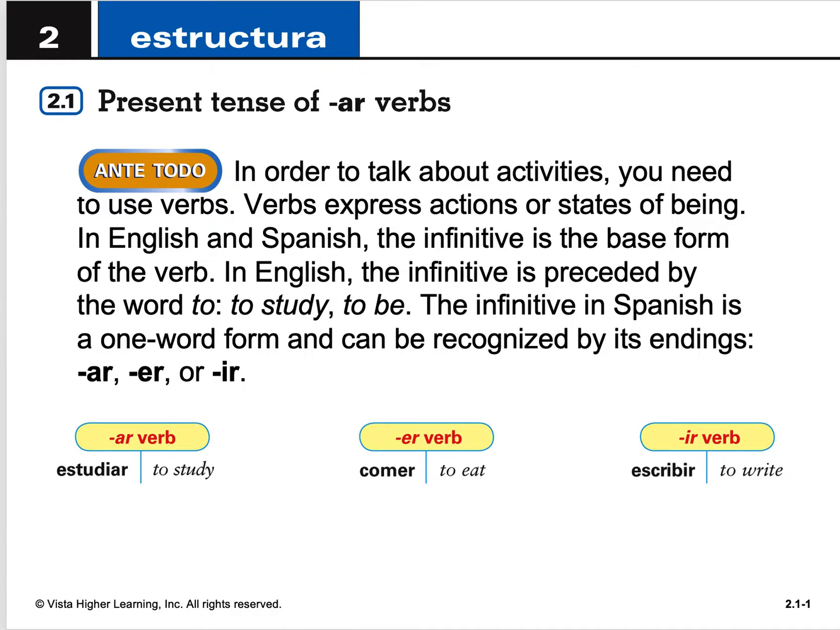In Spanish, the infinitive has a conjugation that indicates it, and that would be the ending AR, ER, or IR. So that would be the base form of the verb. So estudiar means to study. It doesn't have a subject. It's in infinitive form because it has that ending of AR, ER, or IR.